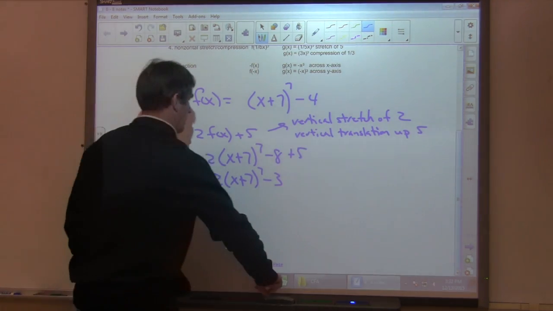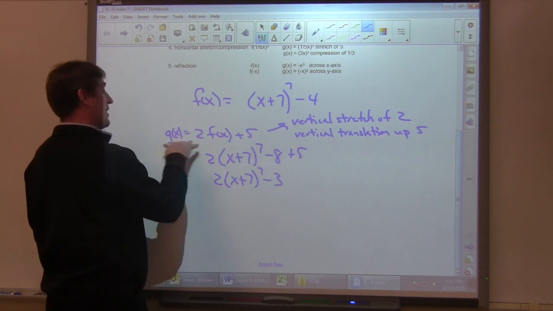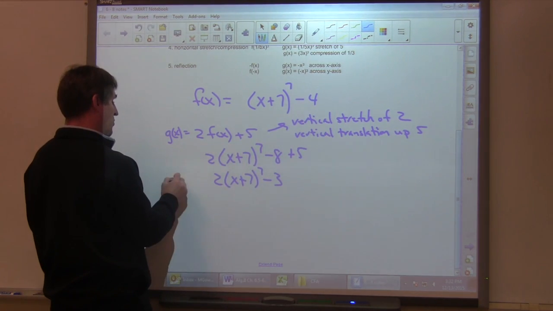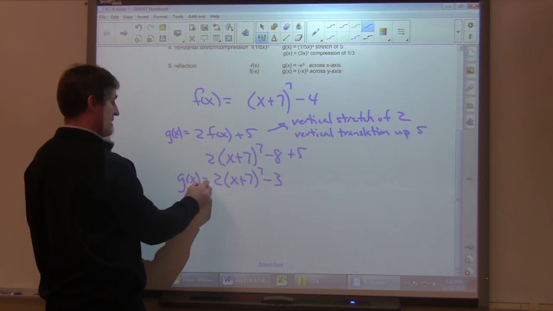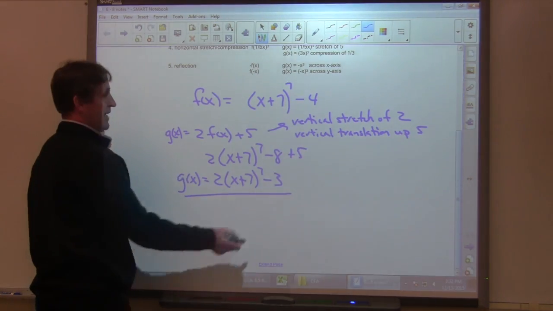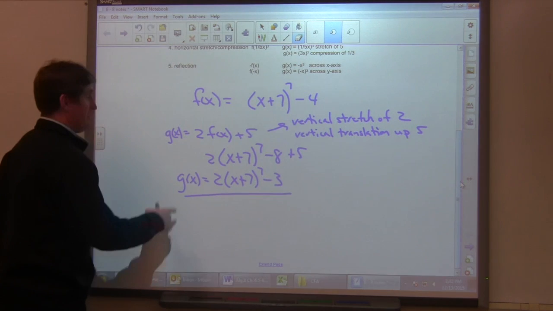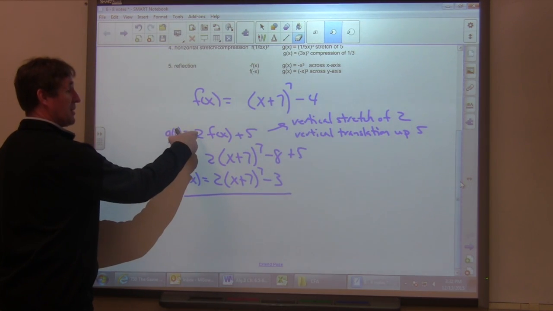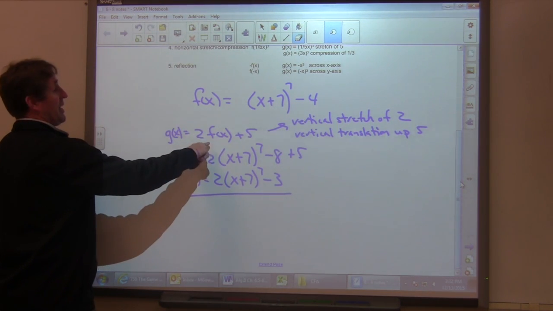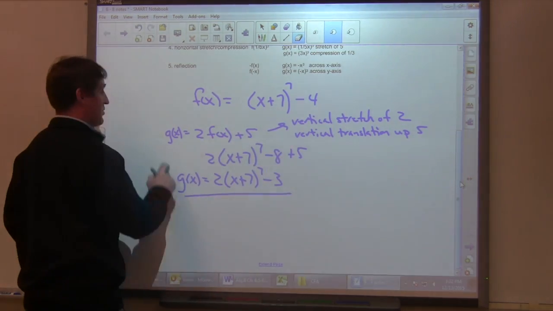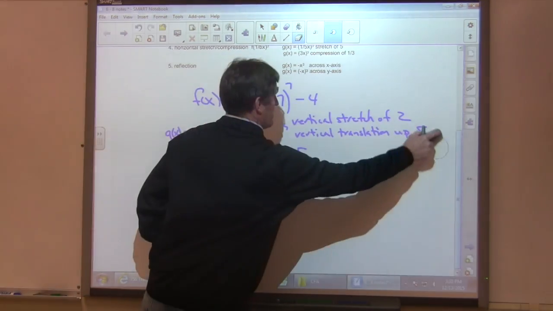So let's do one more of this. They're going to give you an equation. You're going to have to tell the new g of x. This is our final g of x, and then describe in words what's happening. So again, because it's multiplied by 2, it's greater than 1, so it's a stretch. And then it's adding 5. So let's do one more of these.